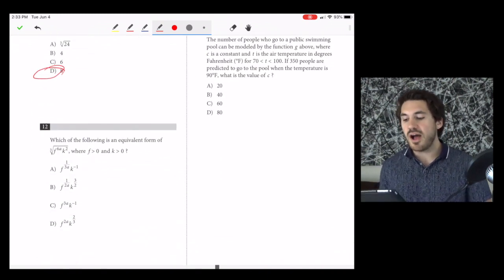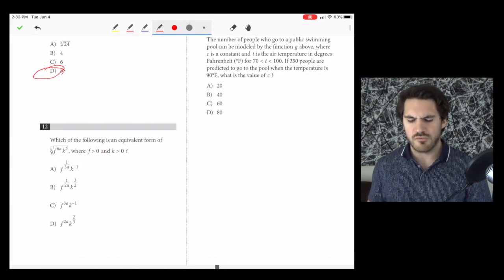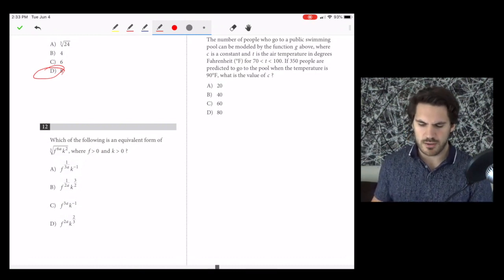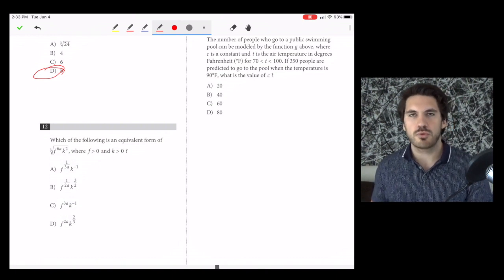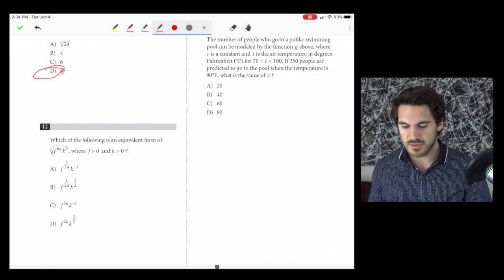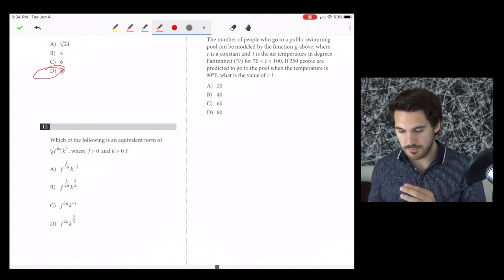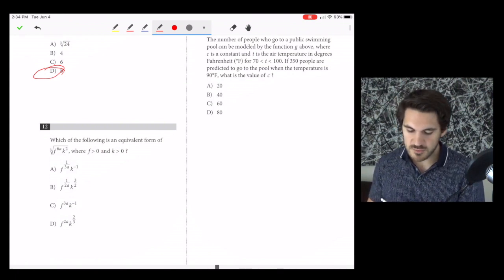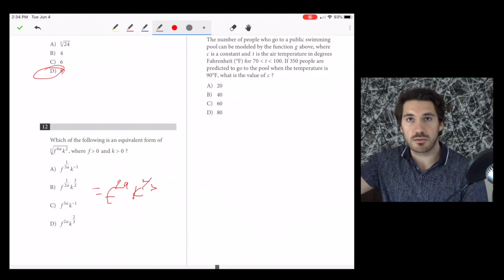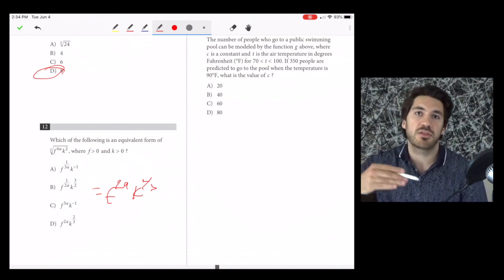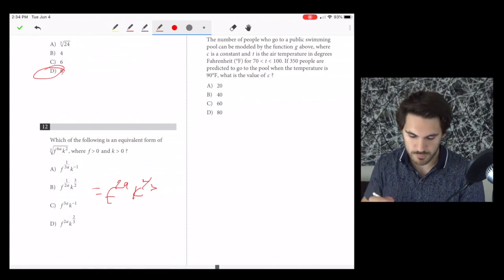Number 12. Which of the following is an equivalent form of the cube root of f to the 6a k squared? So, when you do a root, you divide the exponents. So if you do a cube root of f to the 6a, you would do 6a divided by 3. Same thing with the k squared part. So this would get us f to the 2a times k to the 2 over 3. Perfectly fine to leave that k to the 2/3 as a fraction. And again, taking the root, you divide it. Third root means divide by 3, fourth root divide by 4, square root divide by 2. And this gives us answer choice D.